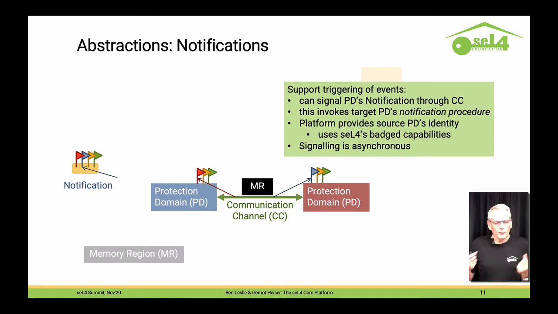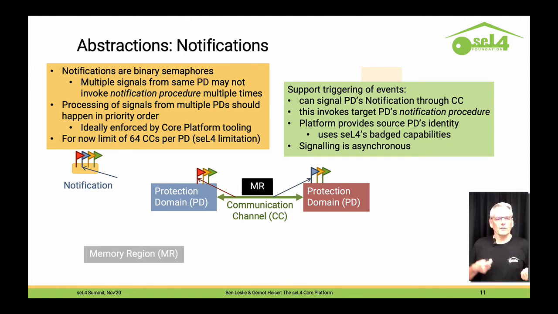The platform uses batched capabilities to identify the sender of a notification. That means, if a protection domain has different channels connecting it to a number of other protection domains, then the signaling through these channels uses capabilities with different batches, so the receiver can distinguish between them. Signaling is of course asynchronous because that's the underlying seL4 mechanism it uses.